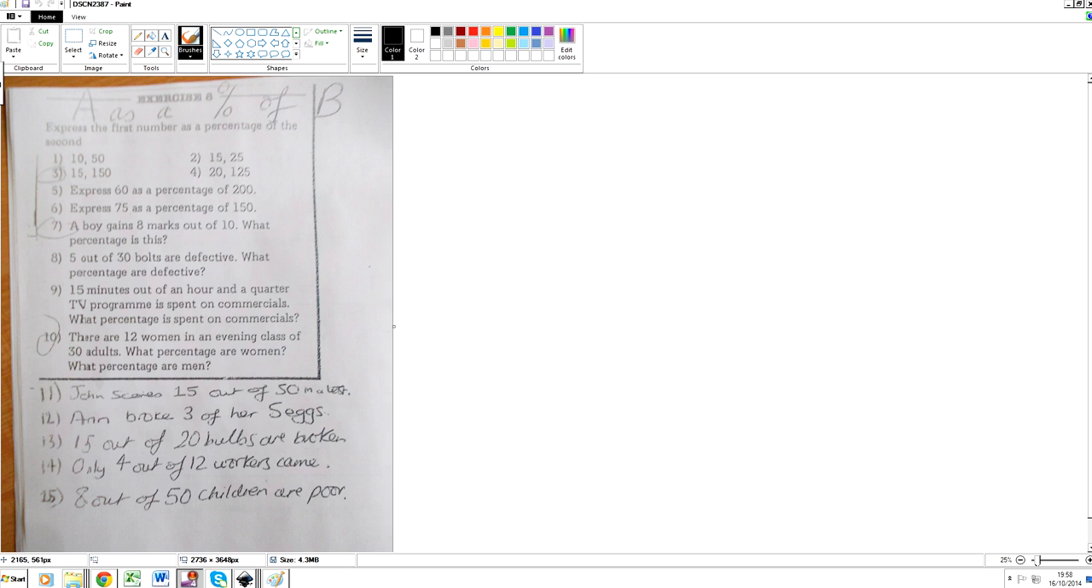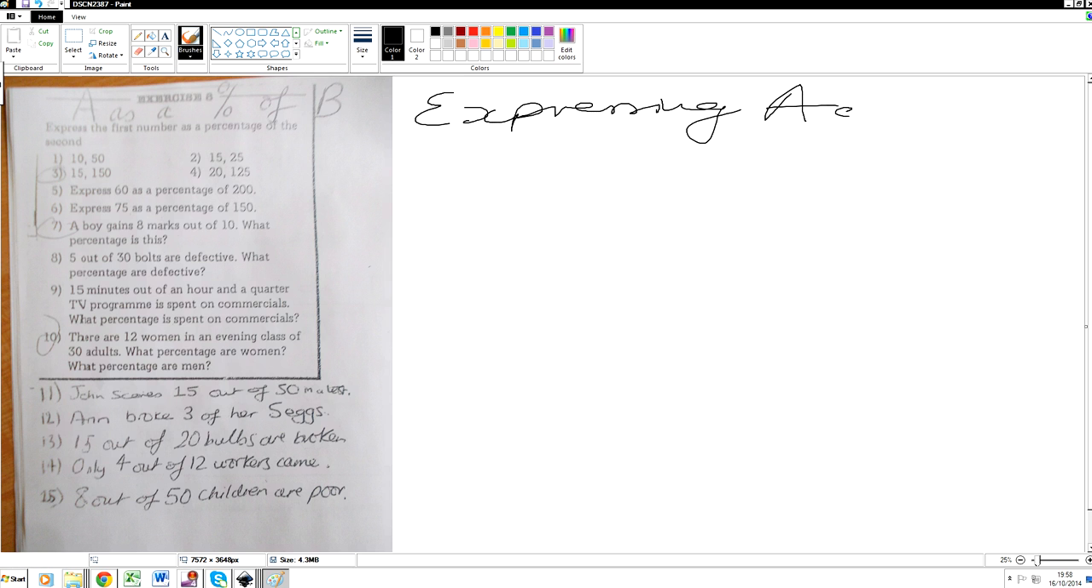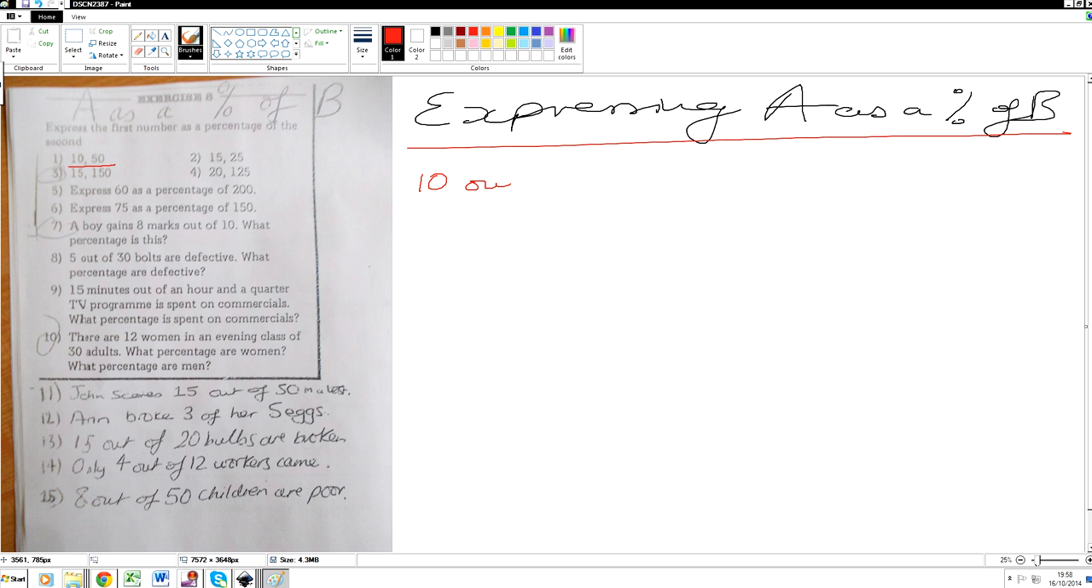We're looking at an exercise on expressing A as a percentage of B. So, for example, question number 1, 10 out of 50. Say somebody got 10 out of 50 in a test, and you want to find out the percentage.